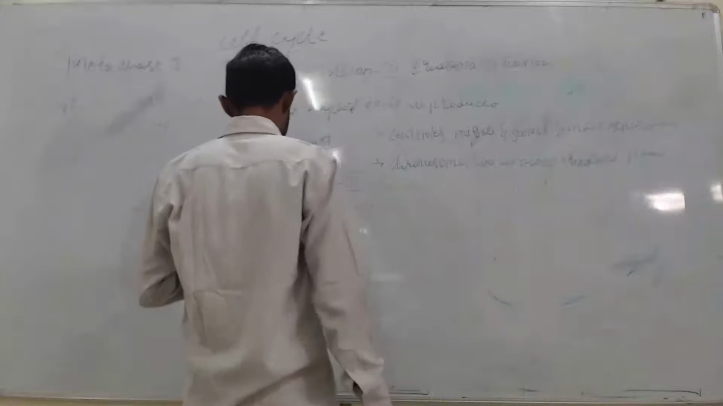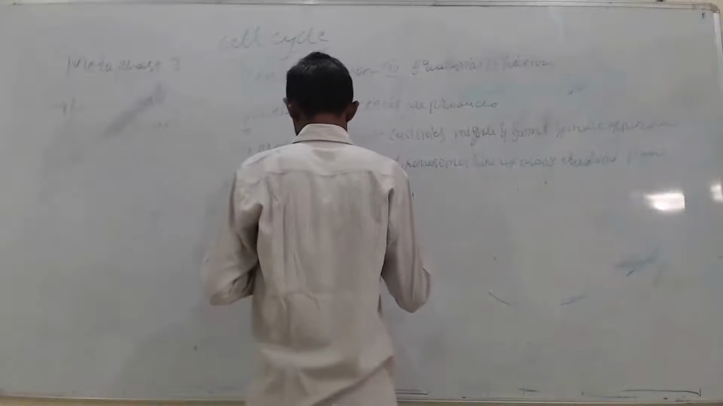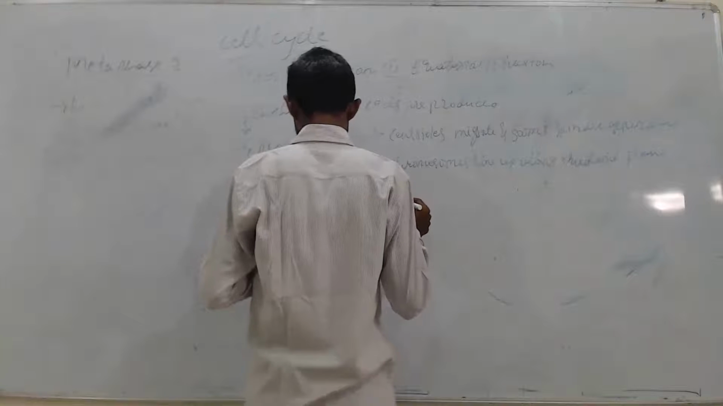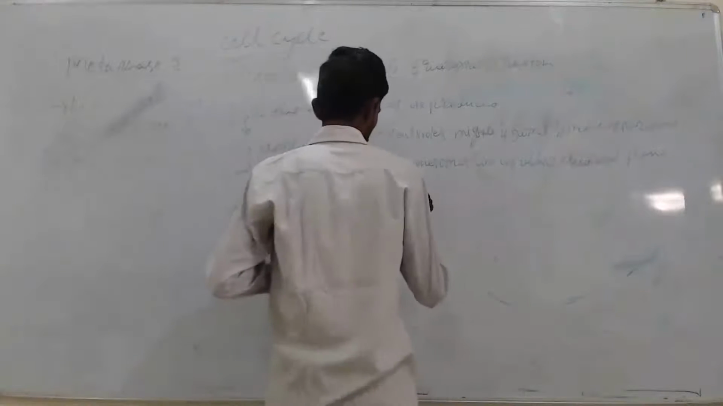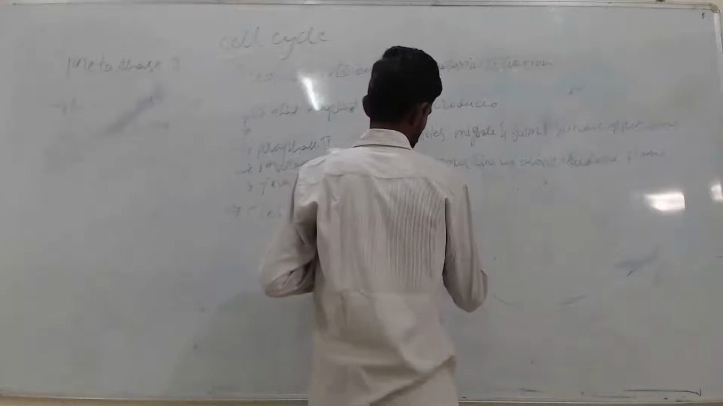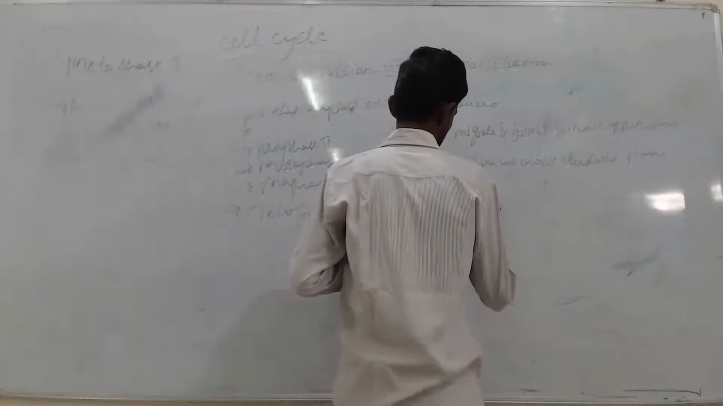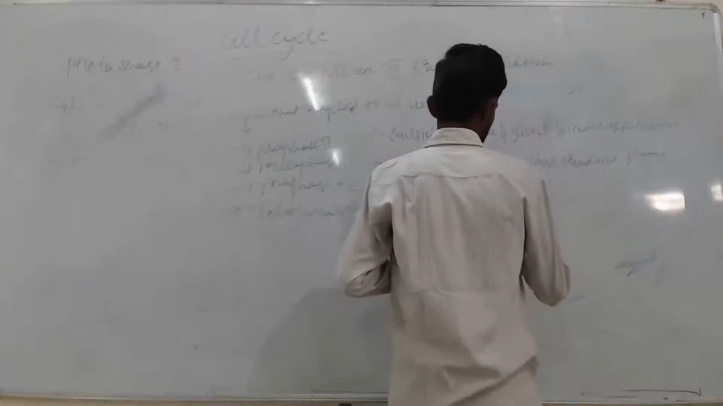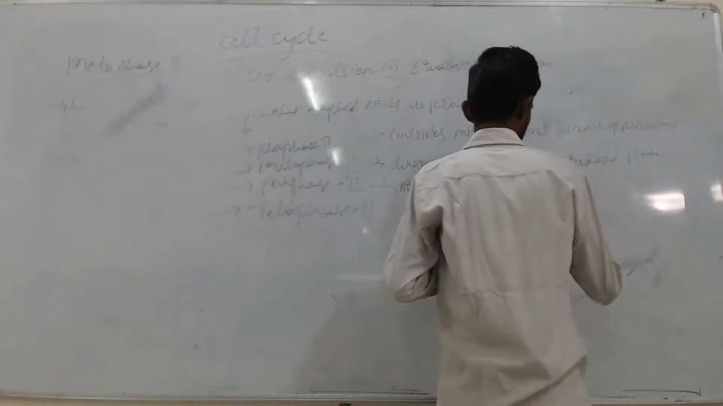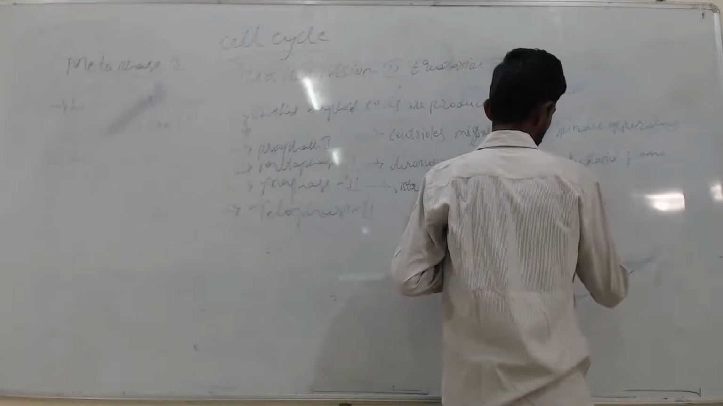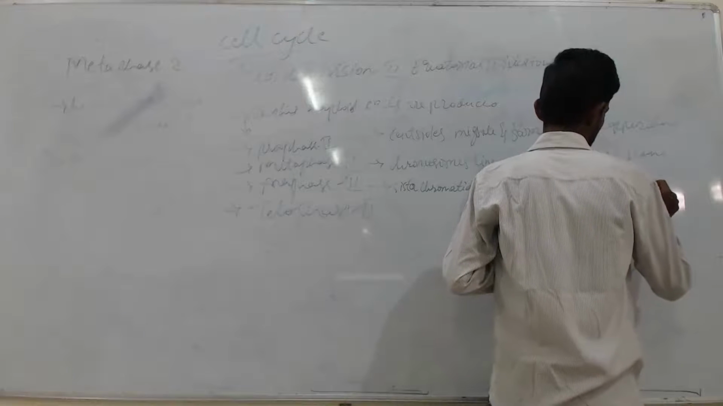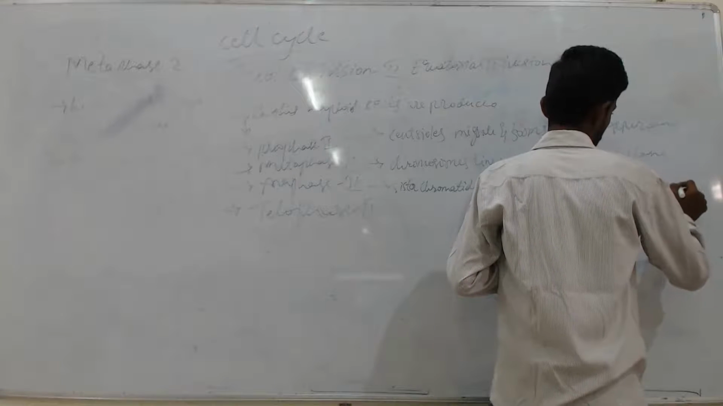Anaphase 2 is the shortest phase of meiosis, and the sister chromatids are separated and pulled to opposite poles by spindle fibers.